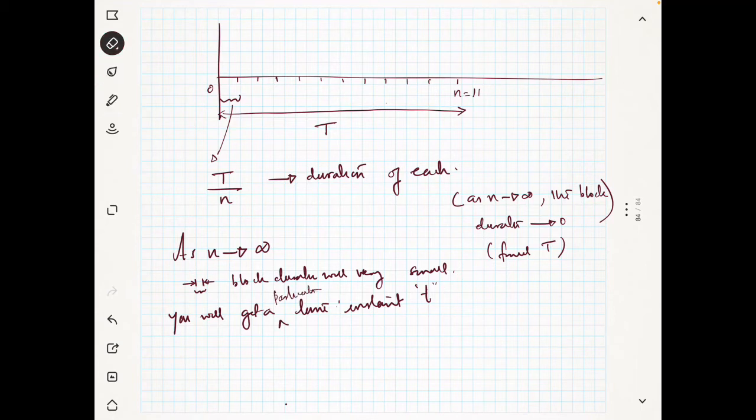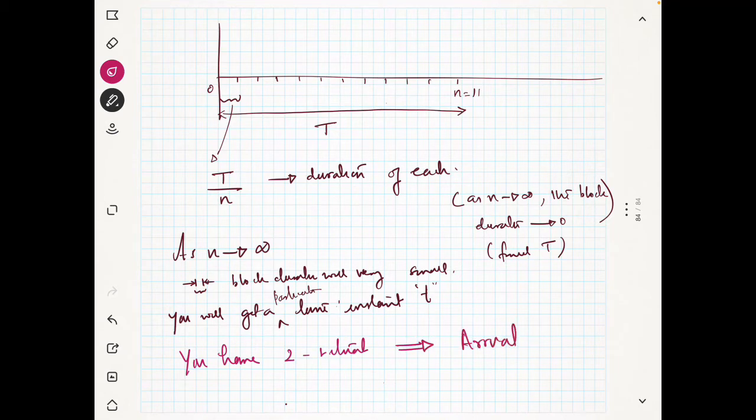So in that time, suppose, what is the probability of getting an arrival? That means you have two situations. You may have an arrival, that means you will get an arrival, somebody is coming into the queue. Or you may not have an arrival, that means no arrival.